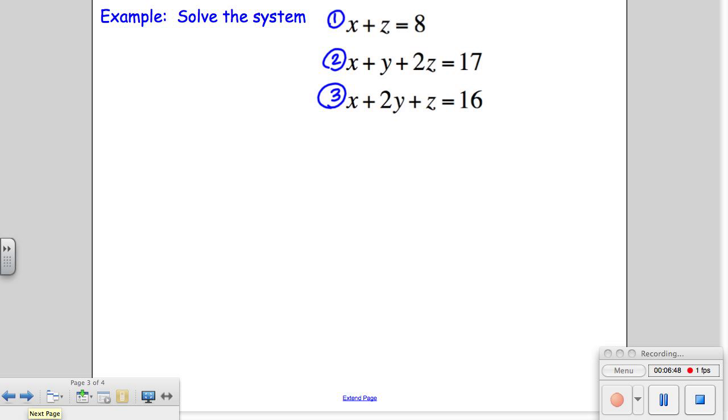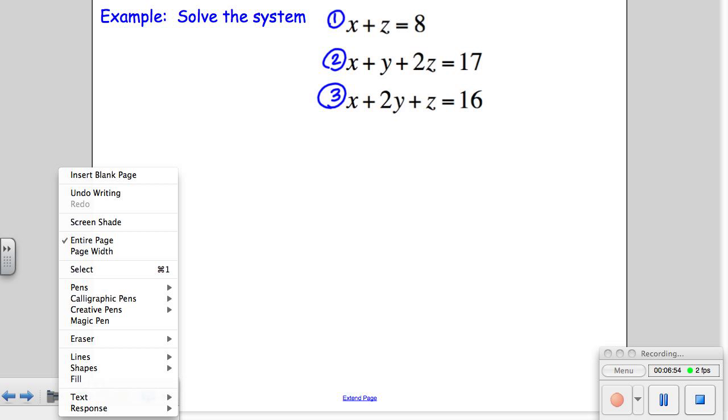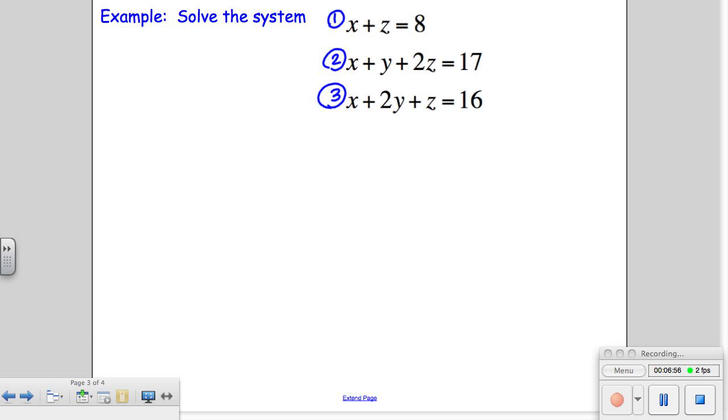Now, the nice thing about this one is if you look at equation number 1, you can see that we only have 2 variables here. We just have an x and a z. So I'm going to pick these other 2 equations, and I'm going to eliminate the y. If I do that, I'll be down to just the x and the z, and then I can go from there. So I have one less step this time. So let's go ahead and pick equations 2 and 3.